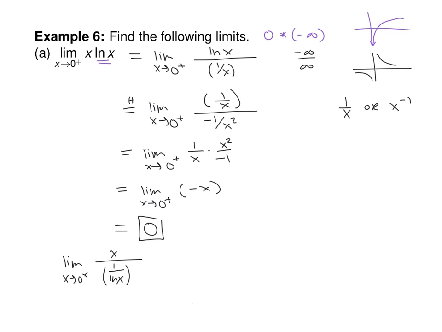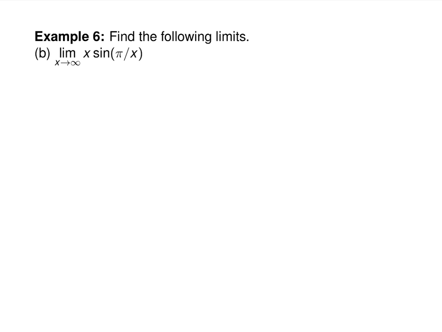Like that would have also been okay. And that would have now been a 0 over 0 limit. But taking the derivative of 1 over ln x is harder than taking the derivative of 1 over x. So you see what I mean by put the simplest thing in the denominator? Okay, let's try one like that. So how would you rewrite this to start?